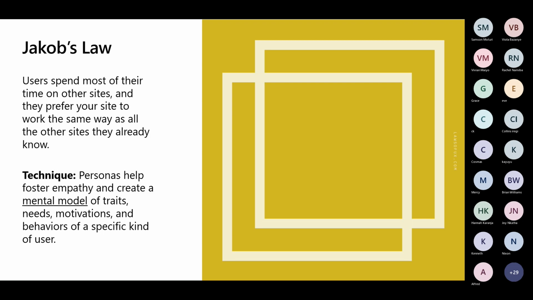So the first one that I will talk about is, I've mentioned this a bit earlier, how users spend most of their time on other sites and they prefer your site to work the same way as all the other sites they already know. So trying to introduce new types of interaction, new ways of displaying content, or like the example I gave of when you use an icon that is already known by users to be meant for a certain thing or a certain action, and then you use it for something else.